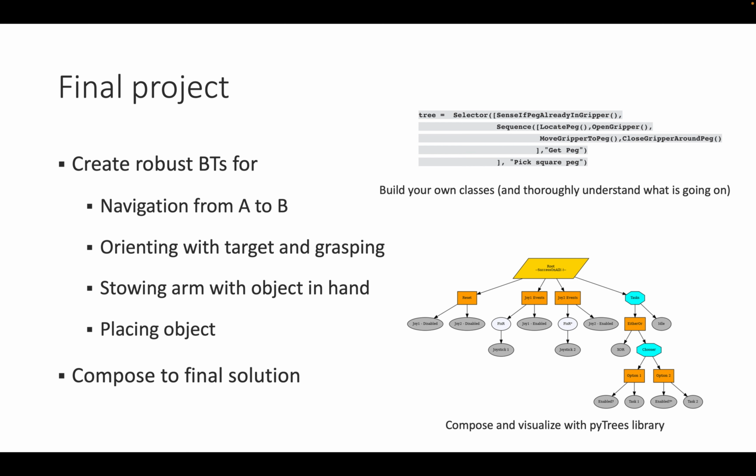Now there are two ways you can do this in this course. The first one is you can build your own classes, and we will have a lab where we talk about how to implement typical nodes like selectors and sequences, and here you can already see how the data structure is working. These selectors and sequences are usually classes that keep lists of their children. In this case, the selector has the list of sensitive peg already in gripper, and then it has a sequence called get peg, which then locates the peg, opens the gripper, moves gripper to peg, and then closes the gripper around the peg. And this whole selector is creating something called pick square peg.